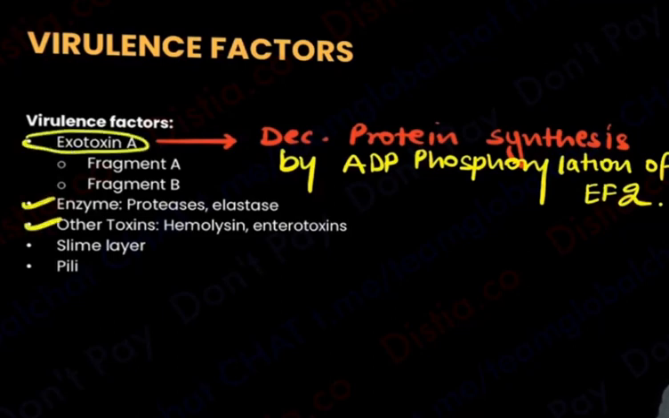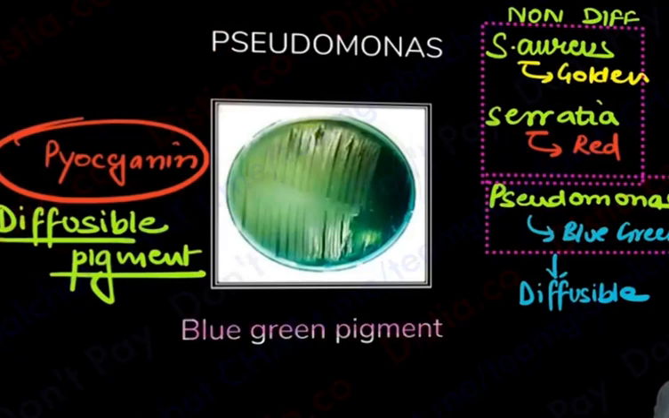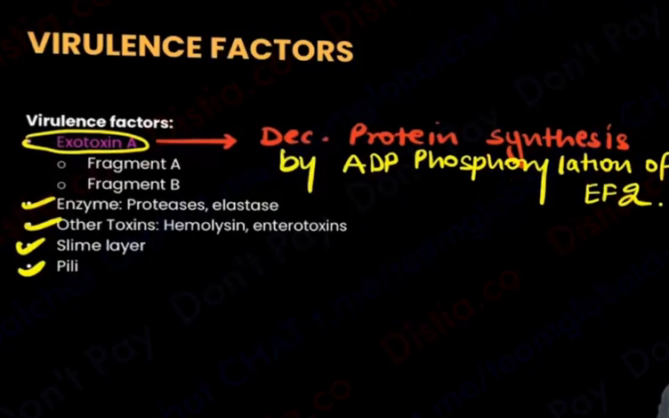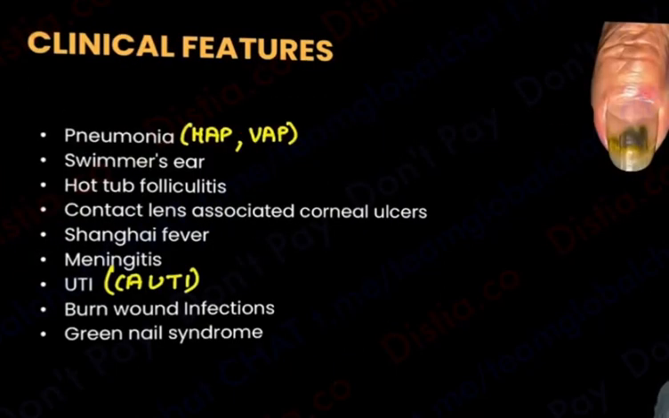Of course, there are enzymes and enterotoxins. They have proteases, elastases. Those are there. Slime layer, I've already told you, alginic acid can make a biofilm. It can make a slime layer. Pili is there for attachment. These are there in every bacteria, so nothing new. The primary one was definitely number one, the toxins, and number two, all these pigments are very, very important. After doing toxins and pigments, it's time for the clinical features.